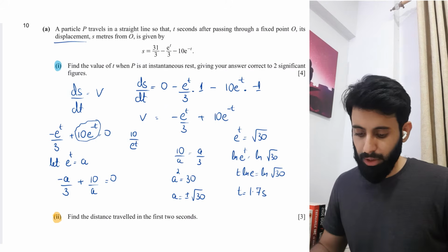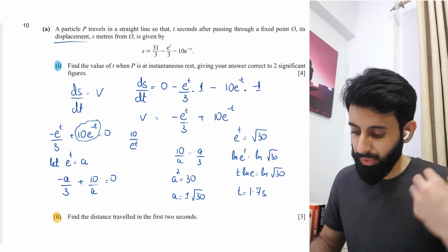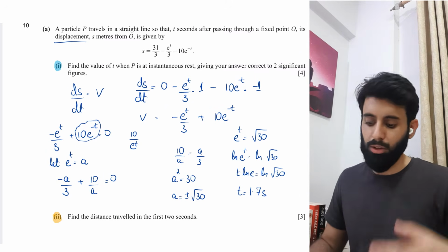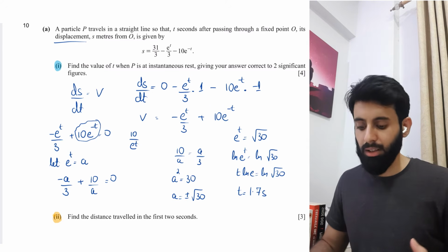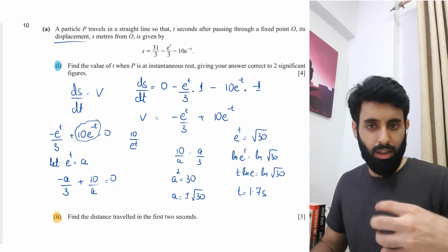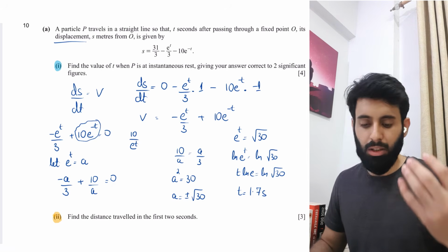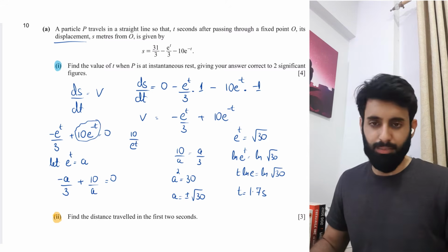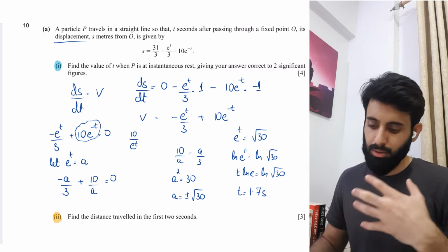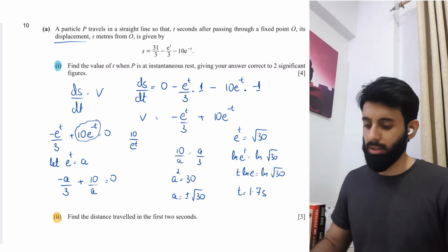Anyway, just to give you a quick recap, we had displacement and we had to find the time when this object P was instantaneously at rest. So we took the derivative of it and set it equal to 0, because the derivative of displacement with respect to time is velocity, and whenever an object is at rest instantaneously, velocity is equal to 0. So we set it equal to 0, worked out the time, and there you go.